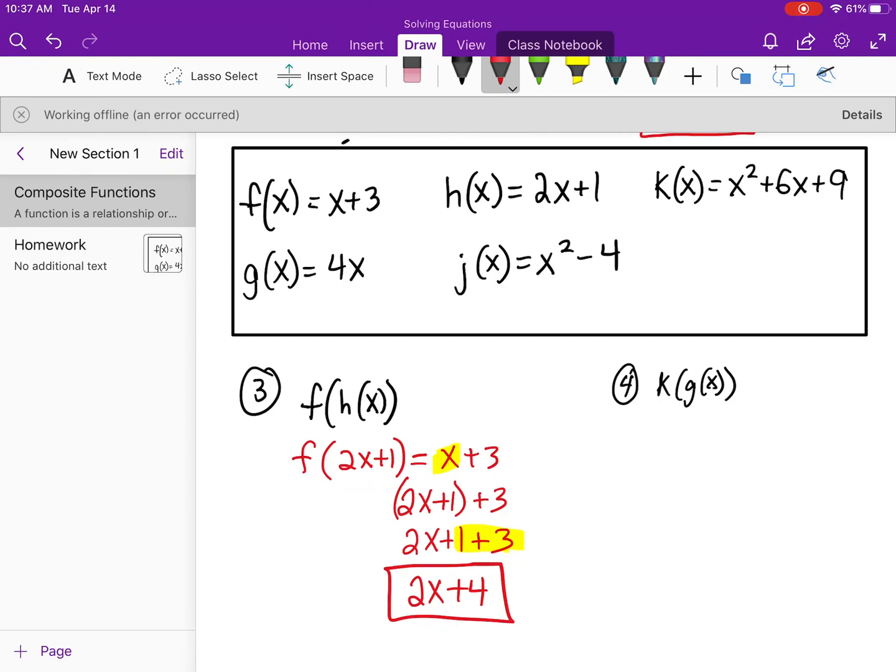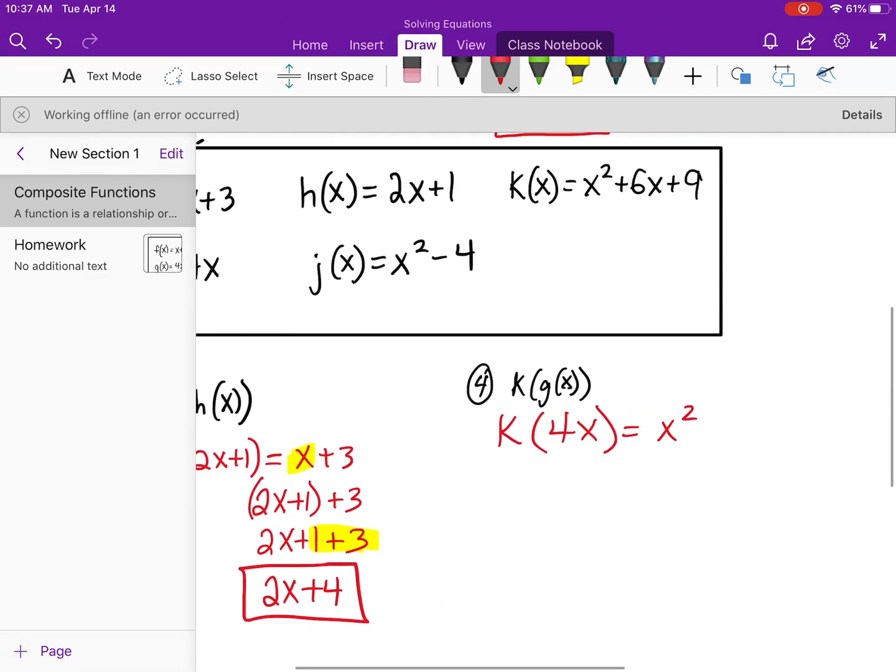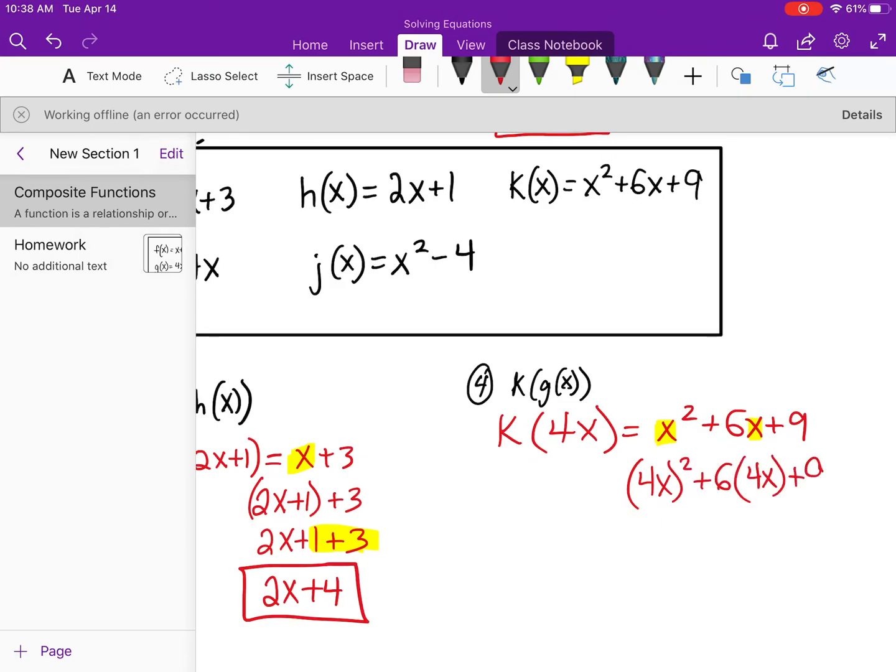And then the last example I have prepared for you guys, k of g of x. So k of g of x would look like this: k of, and then g of x is 4x. So k, this one's kind of long, k is x squared plus 6x plus 9. Now this problem has 2 x's in it, x squared and 6x. So I have to take out both of these x's and replace them with the 4x. It'll look like this: 4x squared plus 6 times 4x plus 9.